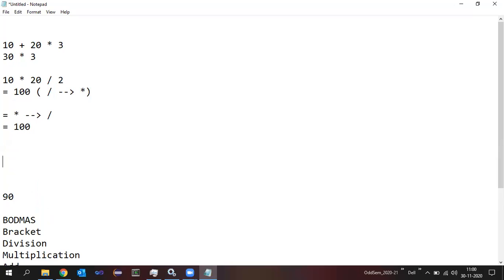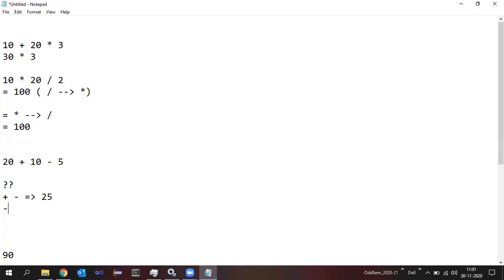In the same fashion, suppose you have something like 20 plus 10 minus 5. So what is the answer? 25. If you do first plus, then minus, you get 25 only. If you do first minus and then plus, then also you get 25 only. Isn't it?